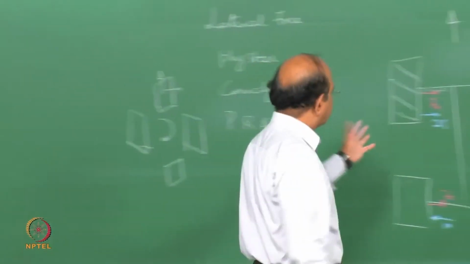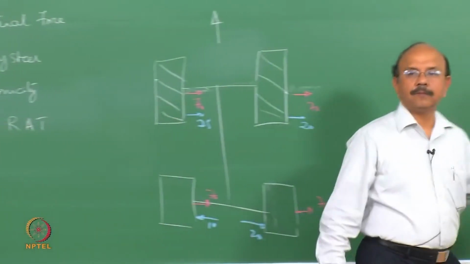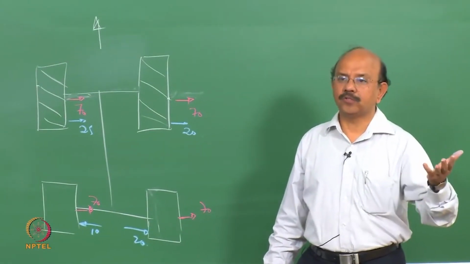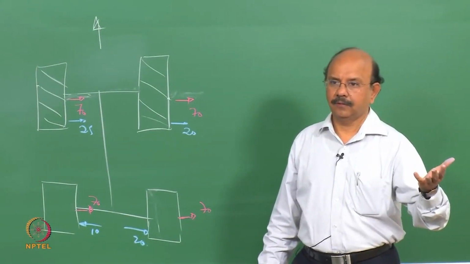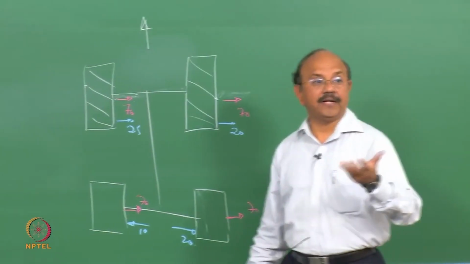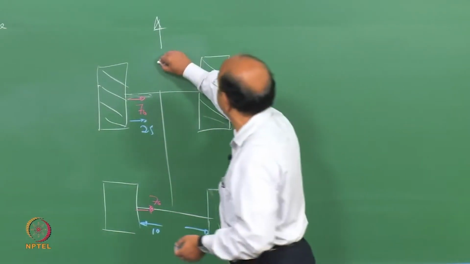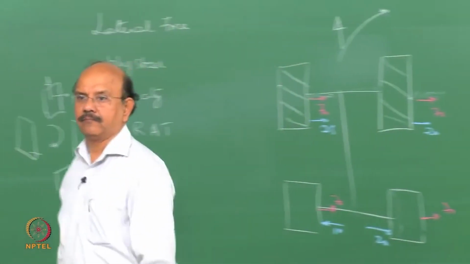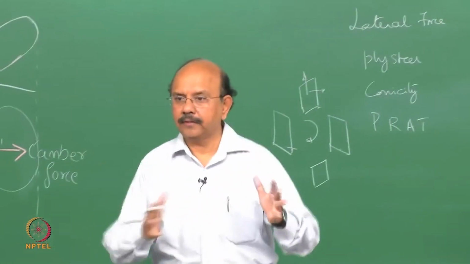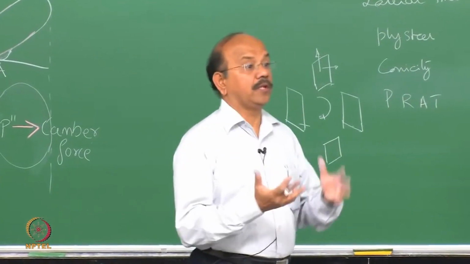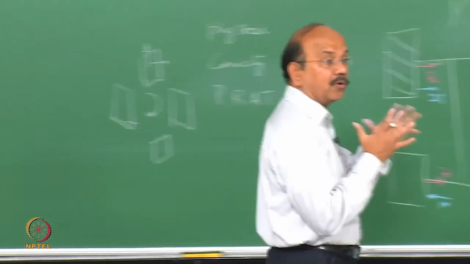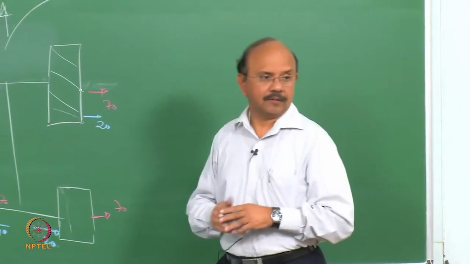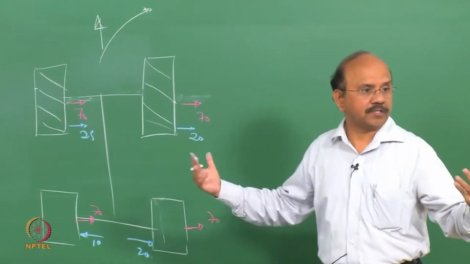Now this is the distribution as it goes straight. So what's the effect of this kind of distribution? Obviously, the vehicle is not going to go straight. There will be a tendency for the vehicle to actually travel like that. There will be a tendency to pull. In other words, there is a steering pull.